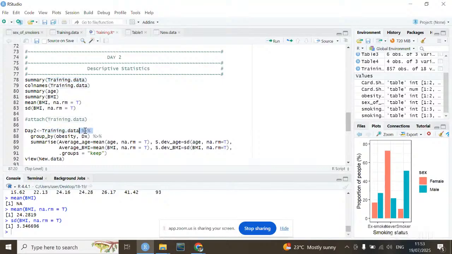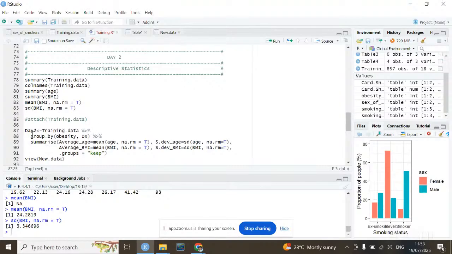Then from that data, I'll use this, called the piping sign. You can use the shortcut Control, Shift, then you press M. It will bring this automatically. But if you cannot, then you can do it the normal way: percentage sign, the greater-than sign, then percentage sign. It will still be okay.